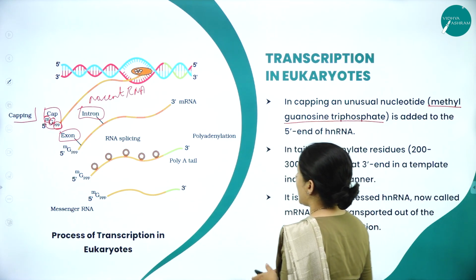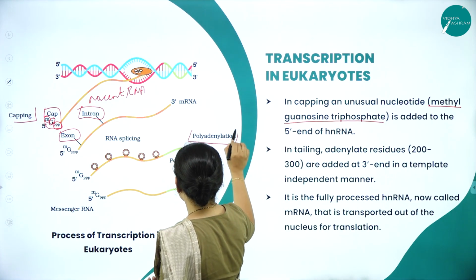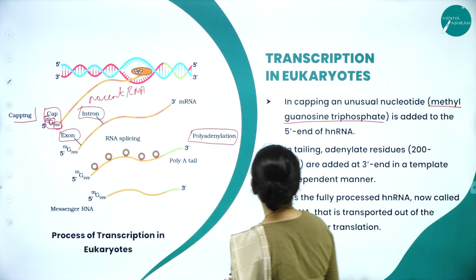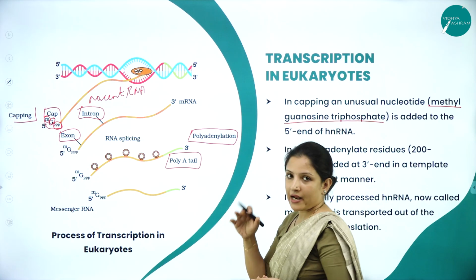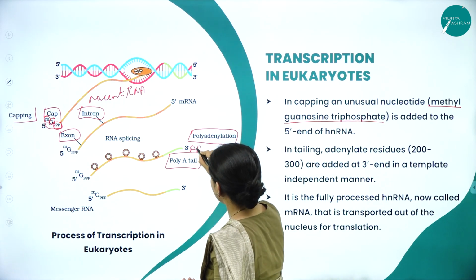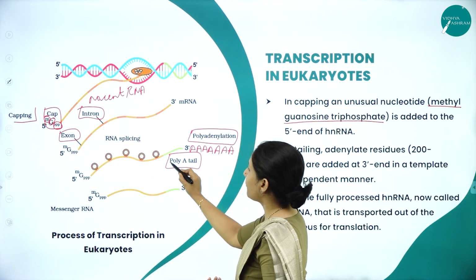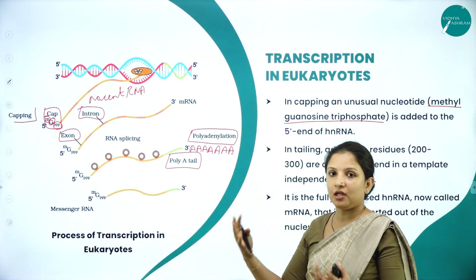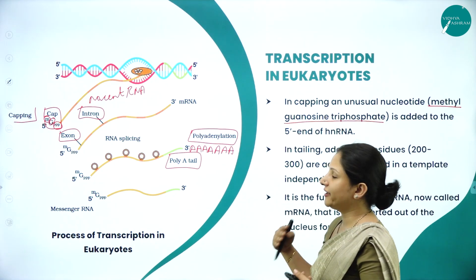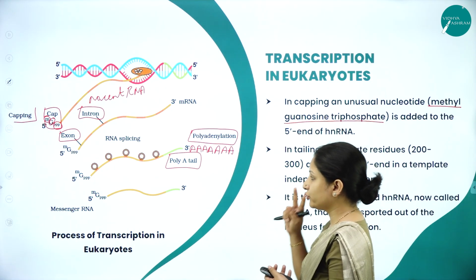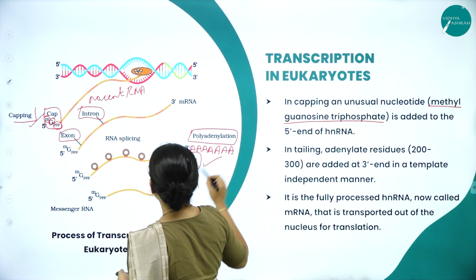And what will happen after capping? Next, polyadenylation will take place. In polyadenylation, adenine keeps getting added. At the 3' end, a lot of adenine will get added like this. That is why we call it a poly-A tail. Poly means many adenines being added, so this process is also called polyadenylation. Now two processes are over: capping is over, then poly-A tailing is over.